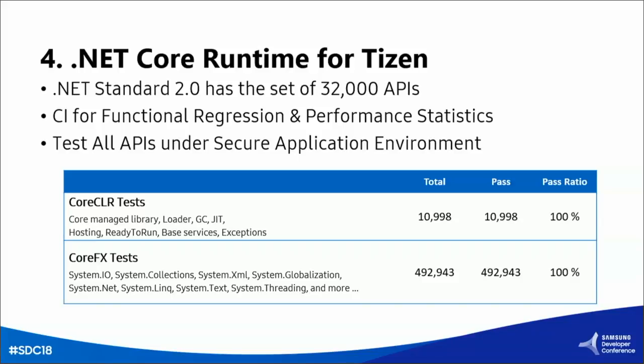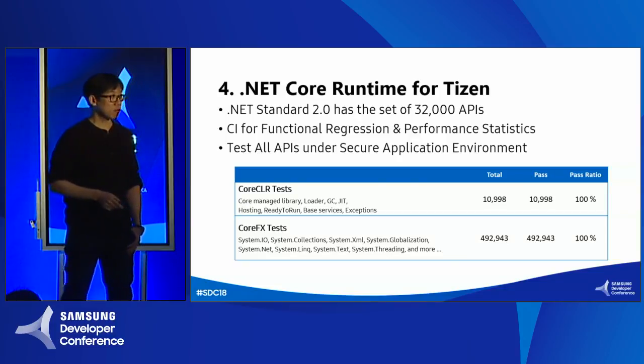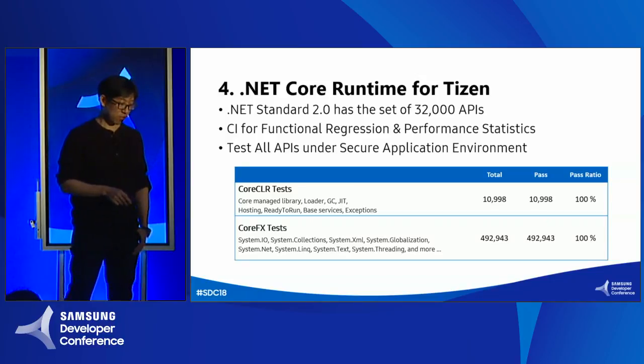And we try to ensure the correctness of the API. These 32,000 APIs, we are testing over 500,000 test cases. We excluded some of the test cases not really suitable for consumer electronic devices. And we will keep testing this whenever we have some modification, so we implemented CI for it. So what we're trying to do is ensure the API compatibility and the correctness of the behavior.